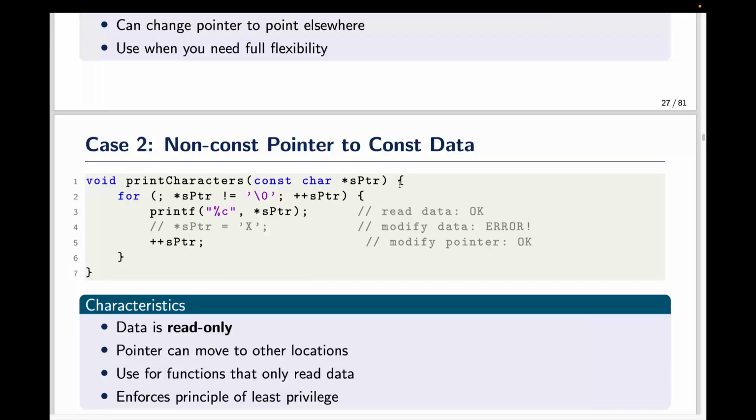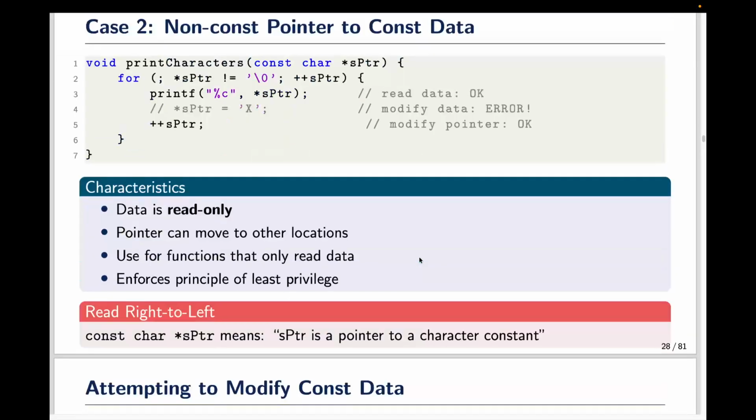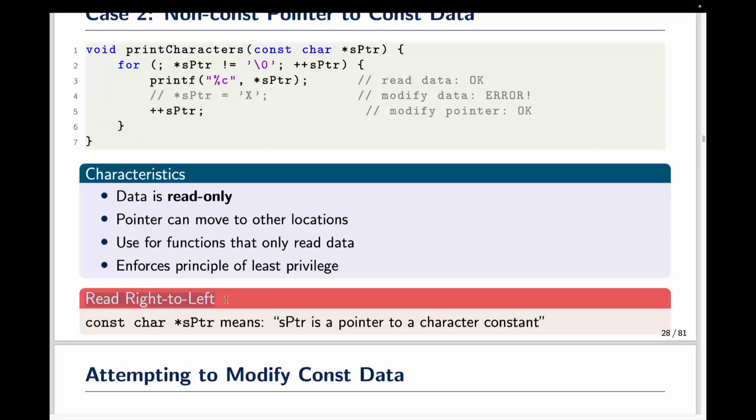Remember, this is working for the functions over there. Then the case 3, and remember one thing, if you want to read it out, this const char static sPtr. sPtr is a pointer to a character constant. Remember, sPtr is not constant. For that one, they're going to use the word constant before that static. I will just show you in the next slide.